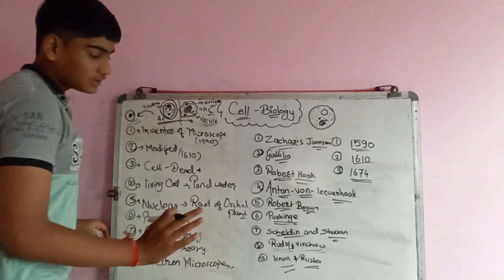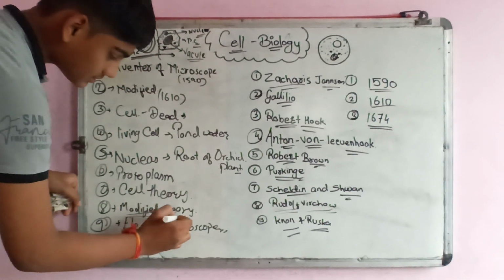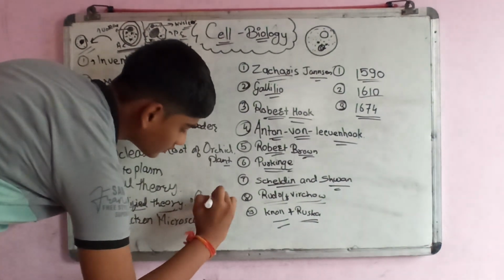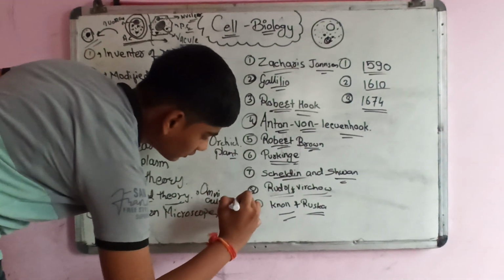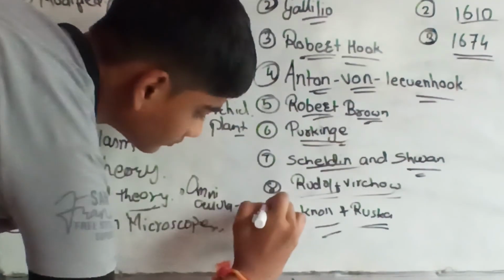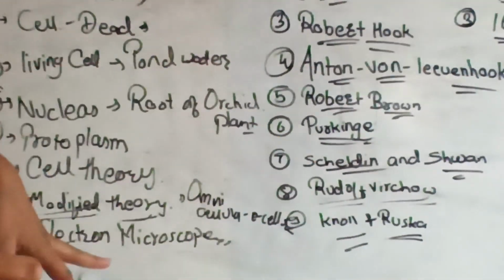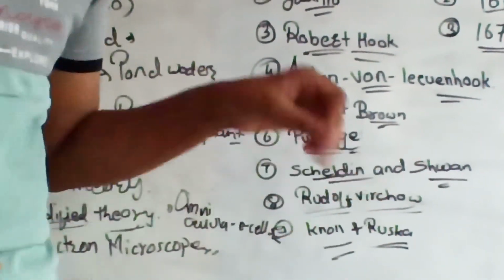Now here again one thing is there. The scientist not only modified this theory but also coined the term omnis cellula e cellula.